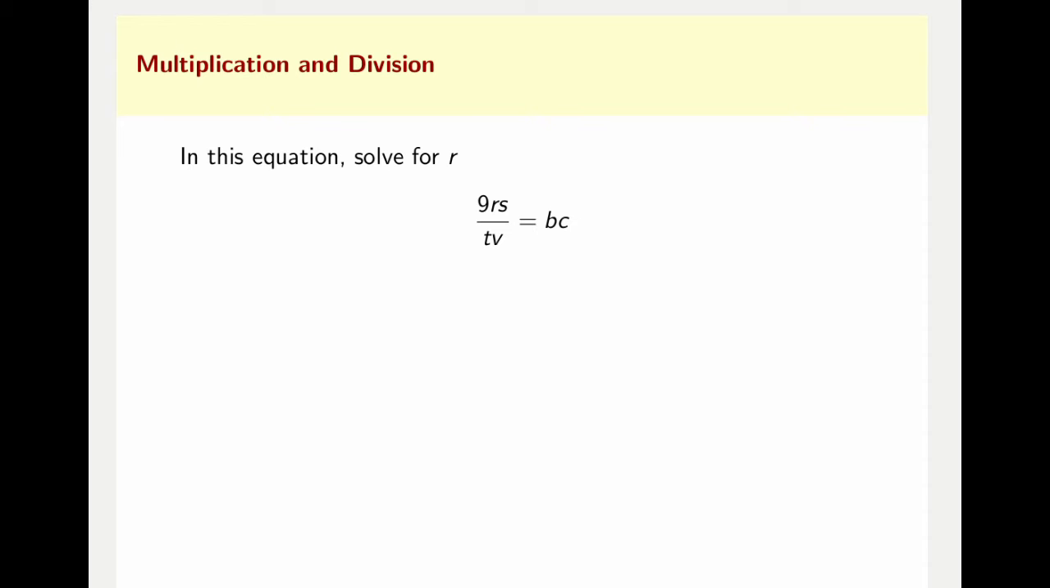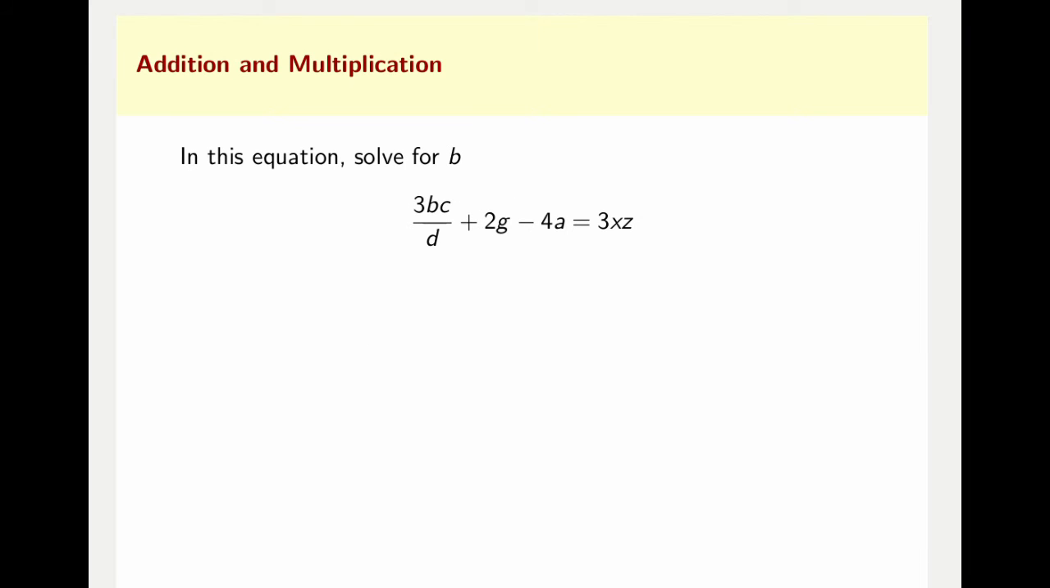Here I have 9 times r times s over t times v, and that equals b times c. So I want to solve for r. In the numerator, I have 9 and s that need to move. So if I've got a 9 and an s in the numerator, let's start here. R equals, I have a b and a c in my numerator. So the 9 and the s need to come from top to bottom, so I can just write them down here. And then I have a t and a v in the denominator, so when it comes across, it moves into the top, bottom goes to top. So there we have it. That's my final answer. R equals b times c times t times v over 9 times s.